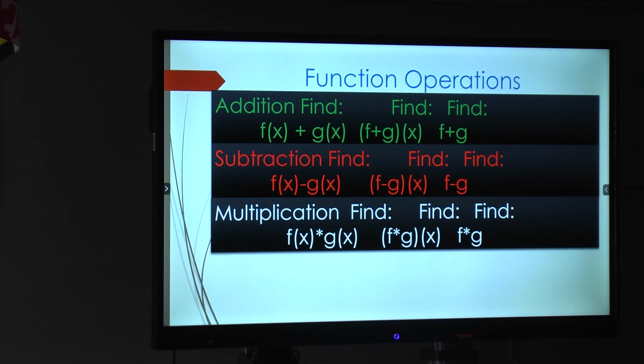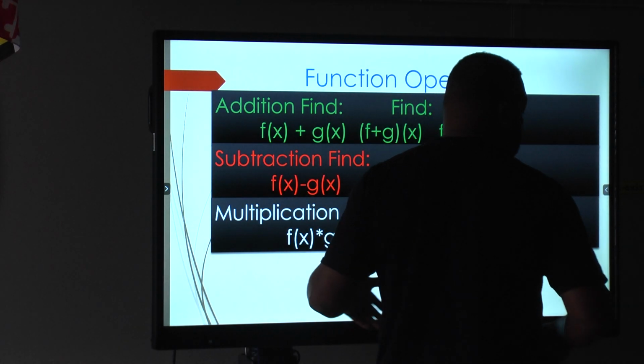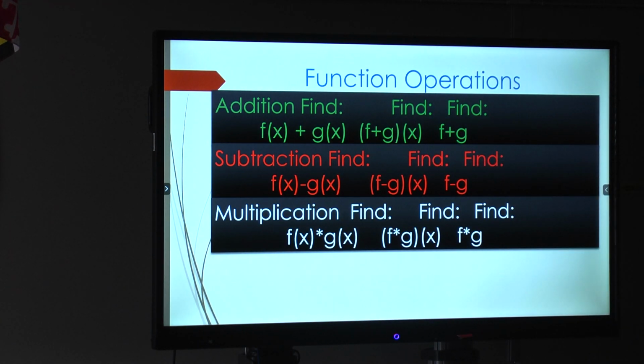Multiplication goes with who? If adding and subtracting go together, that means multiplication will go with who? Who's the multiplication partner? Division. Thank you, Aaron. Welcome back. Haven't seen you in a while.